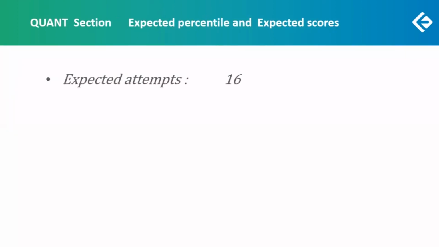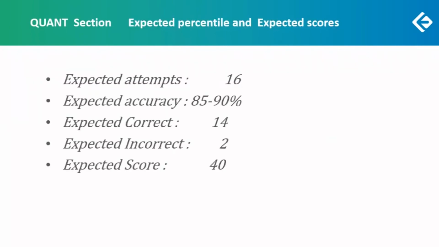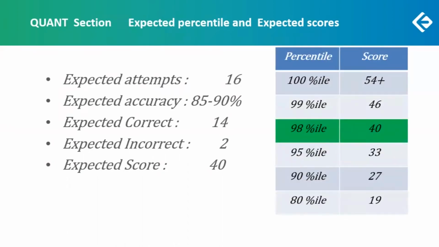16 attempts with 2 wrong for a 98 percentile, just 2 wrong. 14 correct, 2 wrong. With a score of 40, I would expect somebody to get 98 percentile. 98 percentile can be achieved at somewhere around 16 attempts with just 2 errors maximum. For 99, probably you should have made no errors in these 16 questions. Maybe you could have had one more attempt with 1 error. But if you had attempted all these 16 without error, you would have crossed 99.